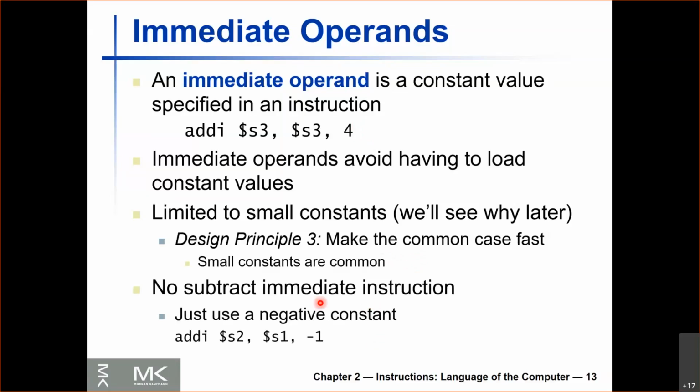Finally, there's no subtract immediate instruction, and the reason is that this constant is going to be a signed value that we'll represent with 2's complement. But for now, don't worry about how we represent it. What's important is that this constant can be a negative number. So we don't need subtract immediate, we just do add immediate and provide a negative constant. Any questions about the add immediate instruction? Is it clear?